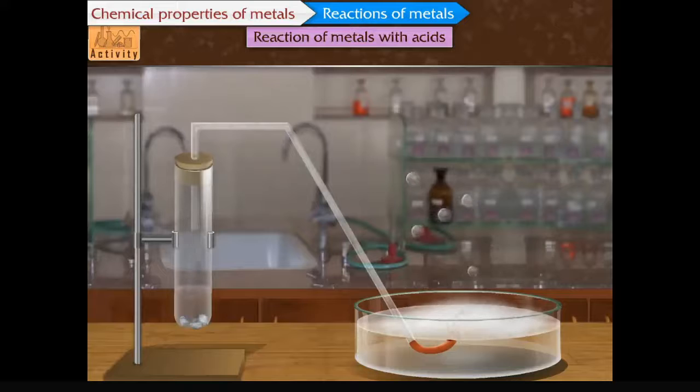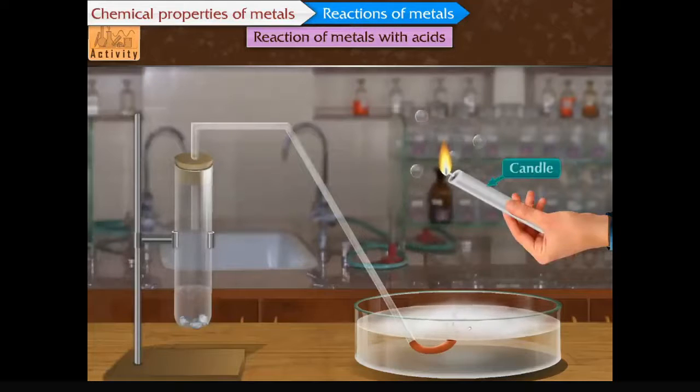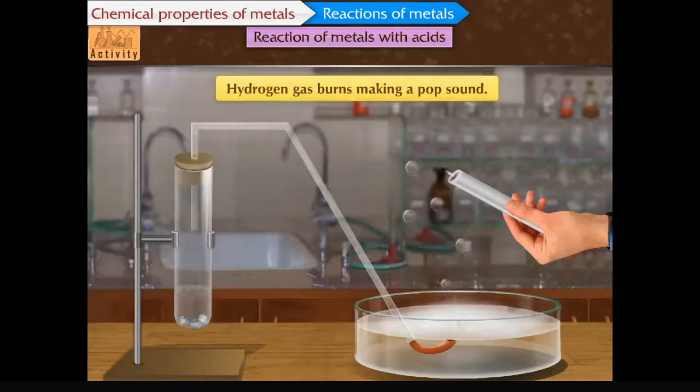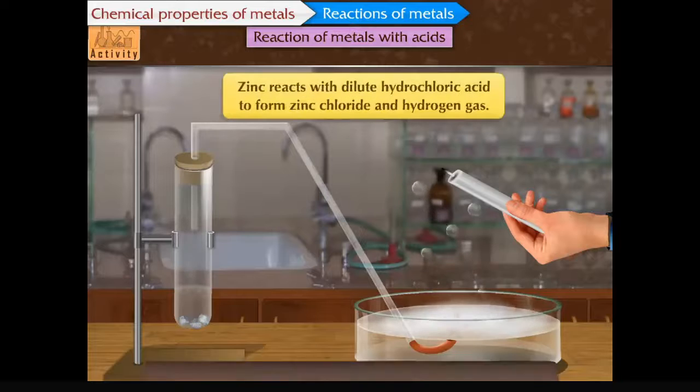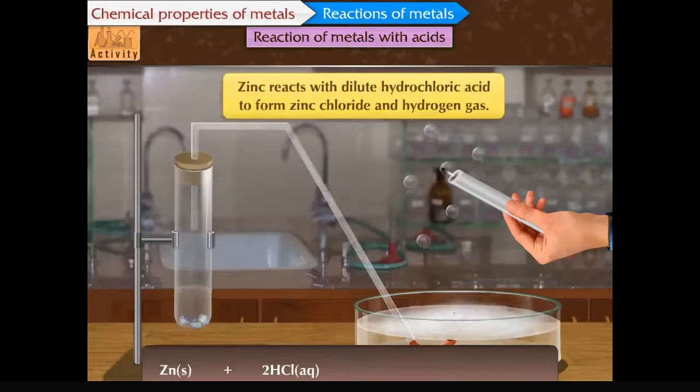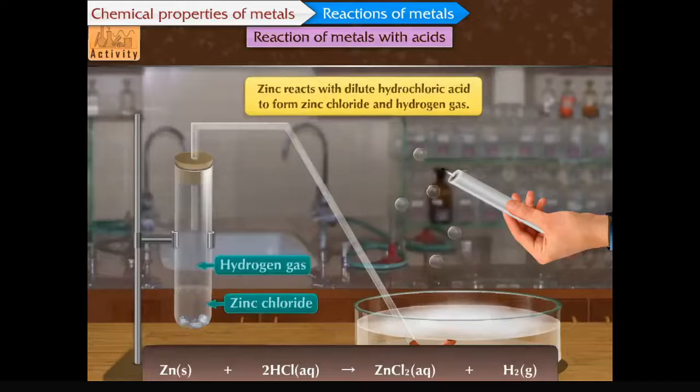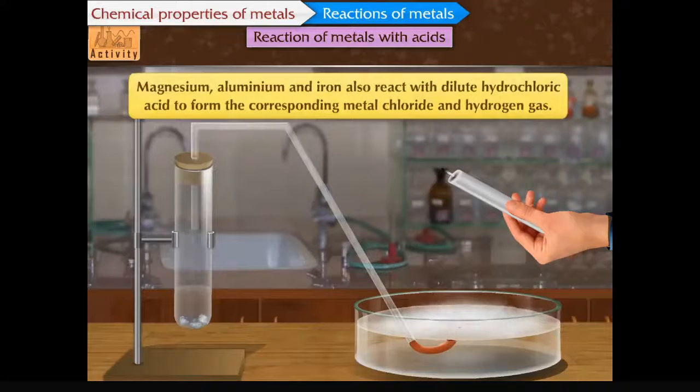Now let us bring a burning candle near a gas-filled soap bubble. The gas present in the soap bubble burns with a pop sound. Hydrogen gas burns, making a pop sound. Zinc reacts with dilute hydrochloric acid to form zinc chloride and hydrogen gas. Similarly, magnesium, aluminium, and iron also react with dilute hydrochloric acid to form the corresponding metal chloride and hydrogen gas.